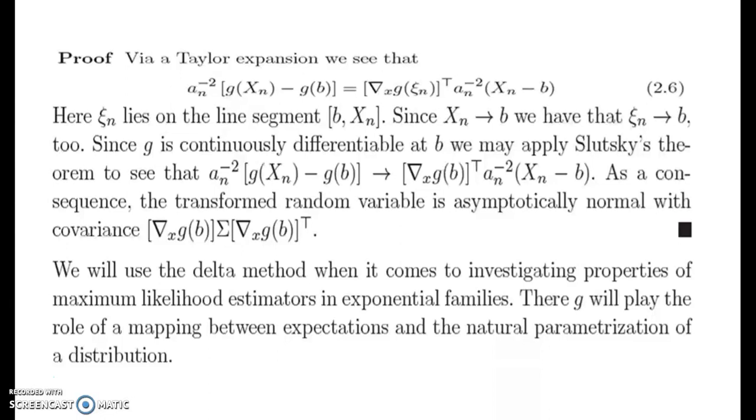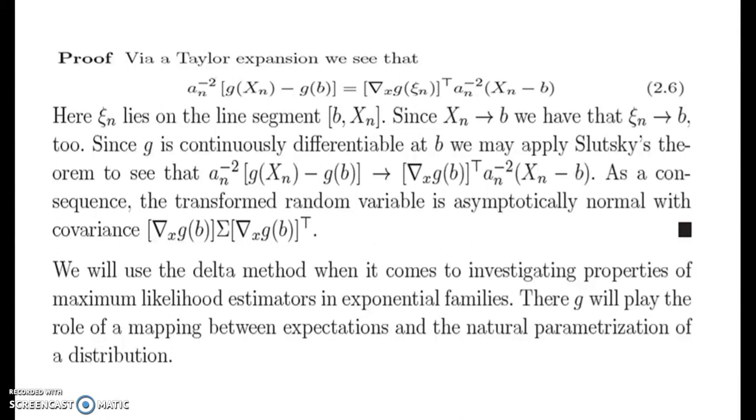This is a proof via a Taylor expansion. We see that a_n^{-2}(g(x_n) - g(b)) equals ∇_x g(σ_n)^T a_n^{-2}(x_n - b). Here, σ_n lies on the line segment between b and x_n.